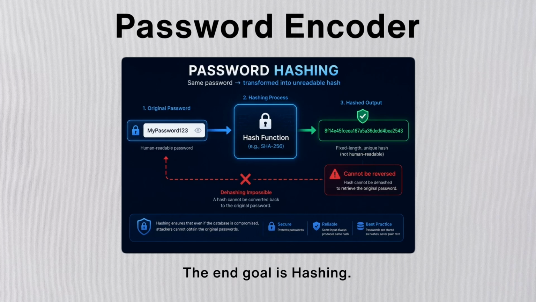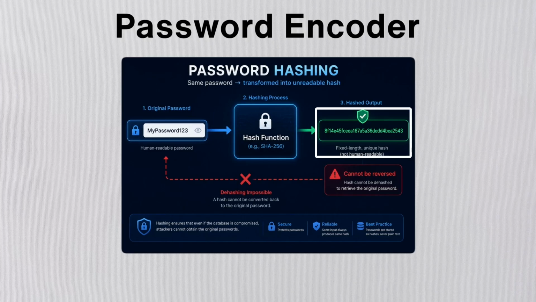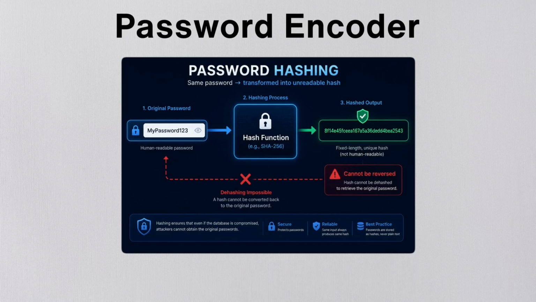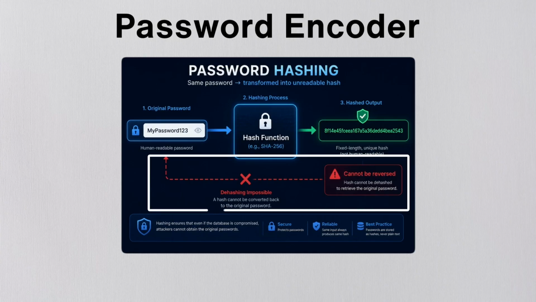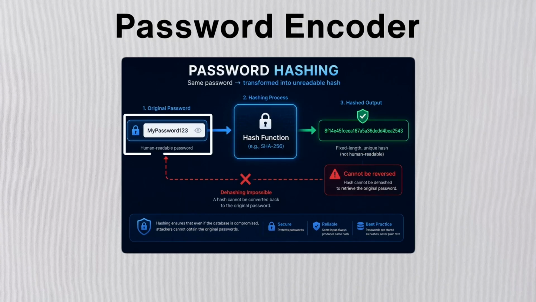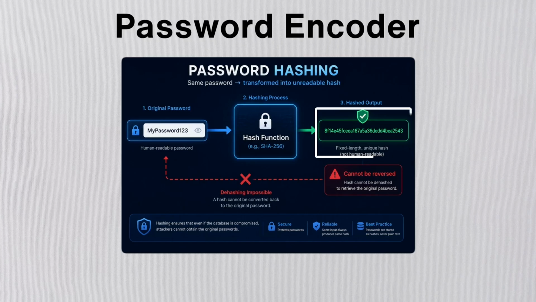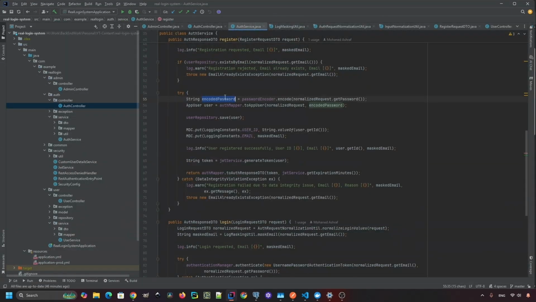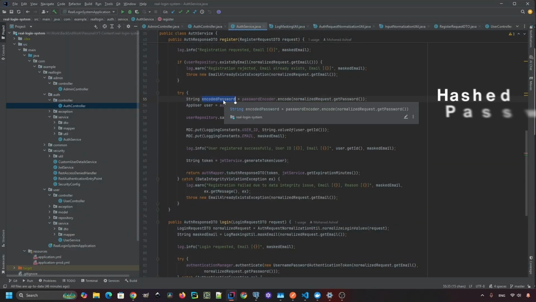The end goal, it hashes. And hashing means we're converting some value into another value, and you don't know how you can dehash it to the original value. Basically, the hashing function doesn't work this way. You can hash whatever you want into something, but you can never take that something back to the original value. And this is why hashing is used with passwords. So now we have the encoded password, which is basically a hashed password.